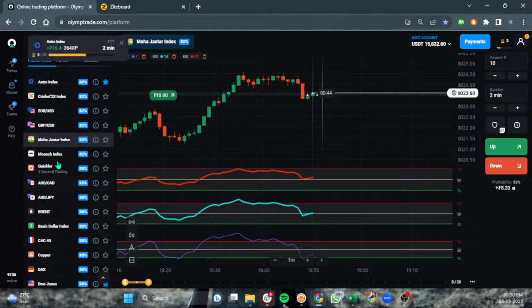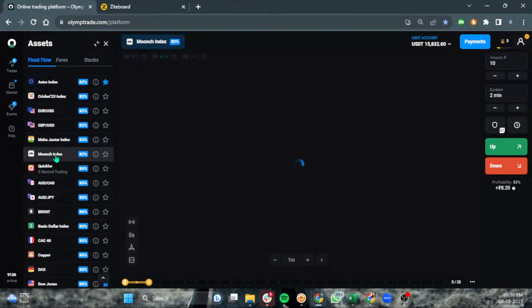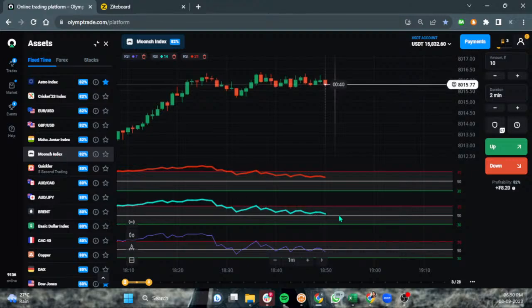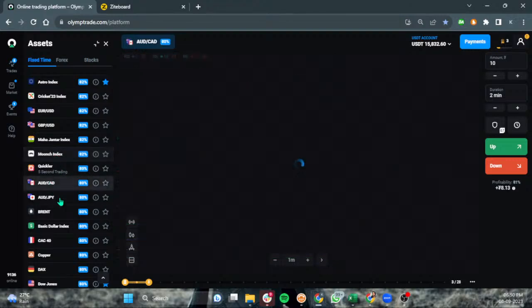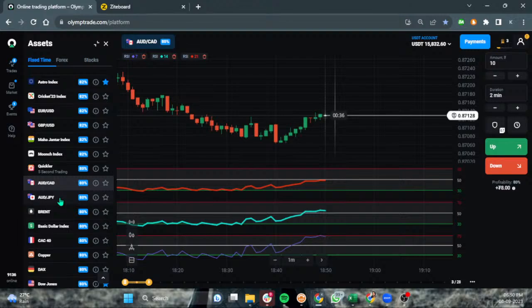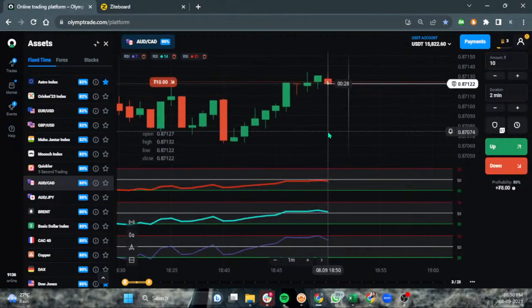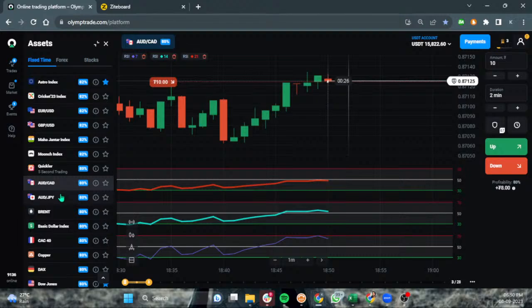Let's go to Mooch index now. Let's see how the Mooch performs for us. Not a chance over here as well. We go to a currency asset, Australian dollar and Canadian dollar. We can again take a trade, but I'm not that certain. So I'm going to take a trade of a really small amount of 10 USDT only.